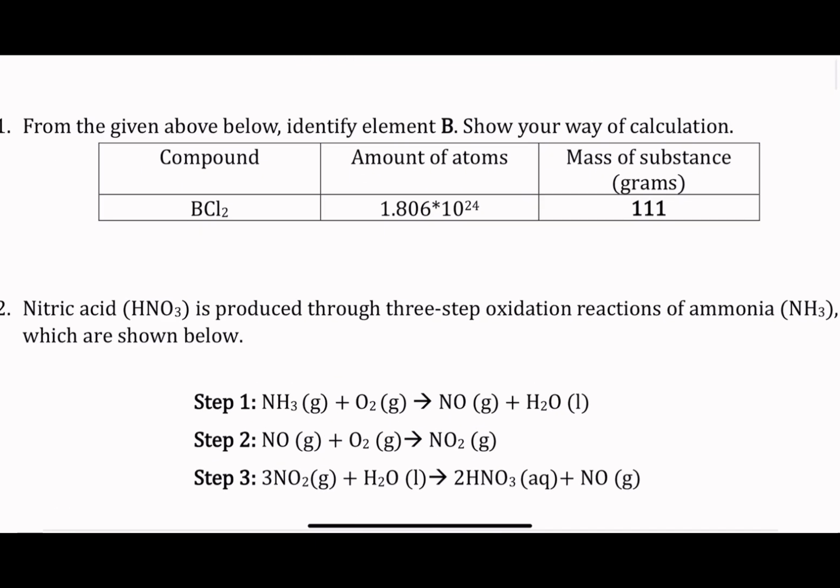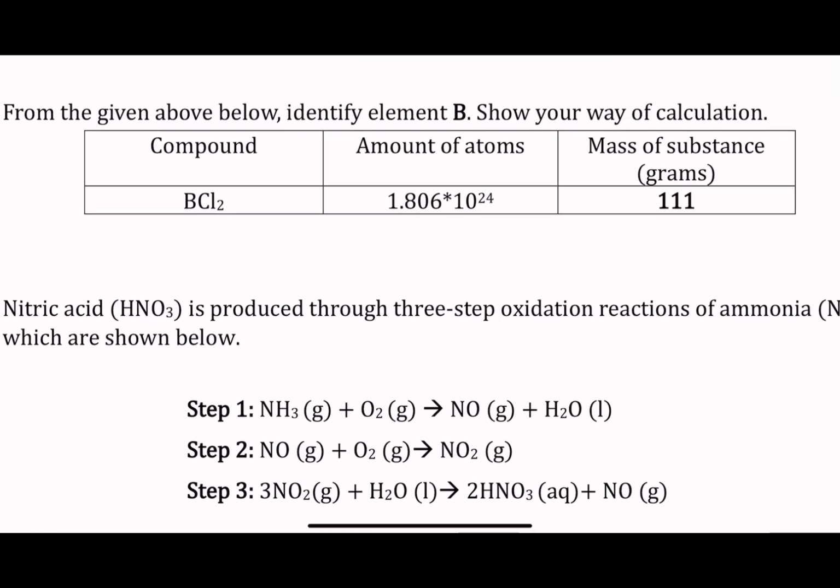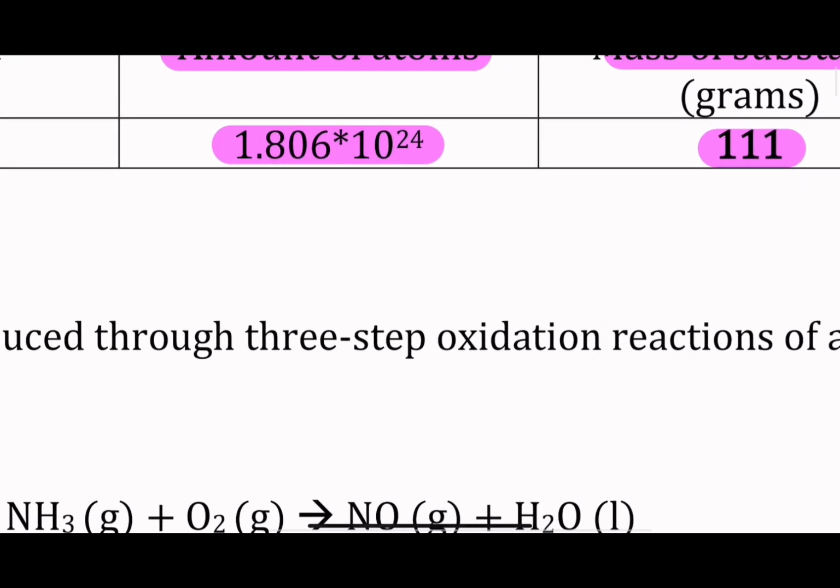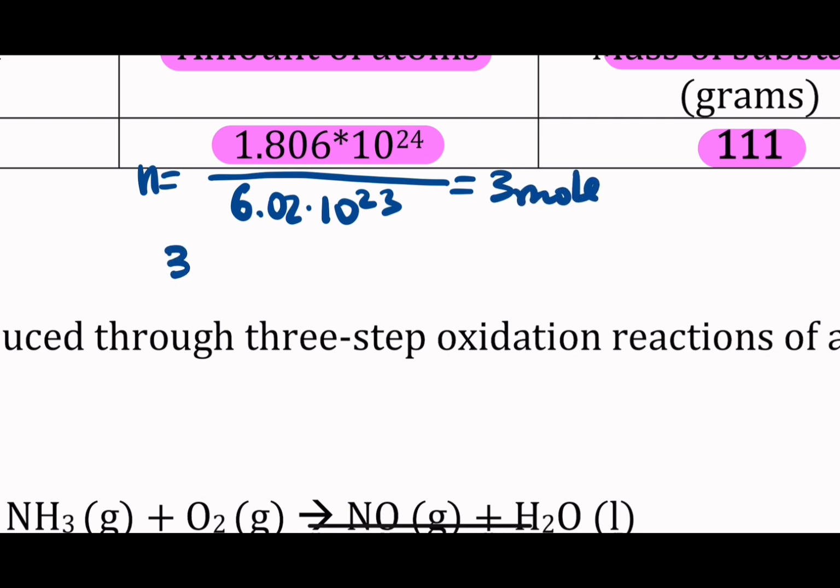From question 1. Now in here we're given a compound BCl2. We don't know exactly what the element B is because they are asking us to find it. We're given the number of atoms, which is this many, and the mass of the substance is 111 grams. Now, as soon as you see this number, just divide it by Avogadro's number to find the number of moles. So once we do this, we get that it is 3 moles over here. So we have 3 moles of atoms.